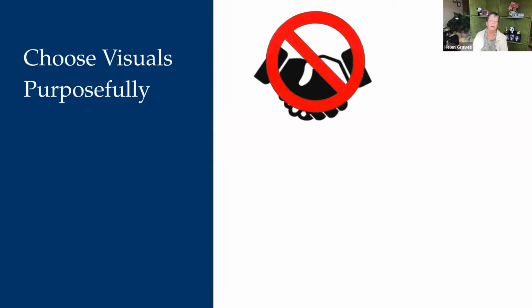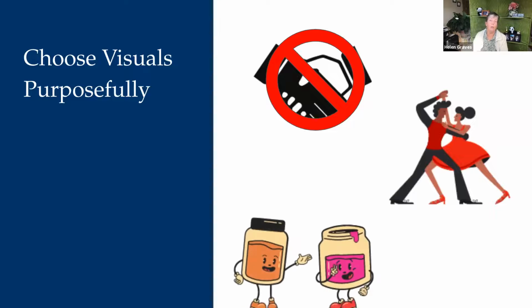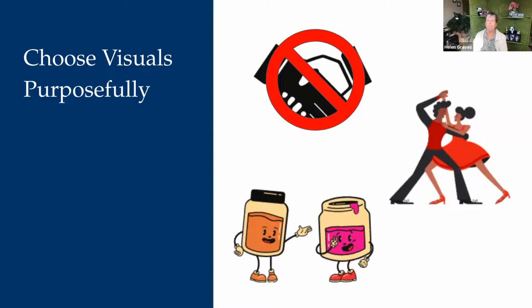So you want to choose your visuals purposefully. Think of distinctive and compelling ways to illustrate a key concept or a point, instead of the requisite image of a handshake to demonstrate the idea of partnership. Use tango dancers or peanut butter and jelly.